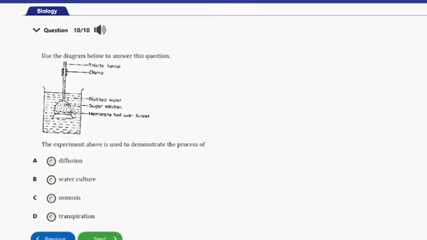That's question number 10 here, and we have a diagram here to answer the question from. It says here, use the diagram below to answer this question. So here is the diagram. The experiment above is used to demonstrate the process of A. diffusion, B. water culture, C. osmosis, D. transpiration. So guys, obviously the answer to this question is option C. This is used to demonstrate the process of osmosis, and that's it for that question.